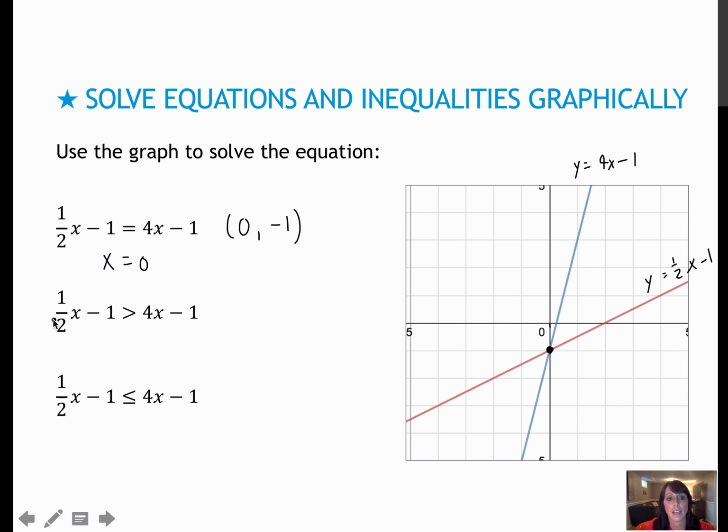Where is the red line greater than blue? So the red line is greater than blue from negative infinity up to 0. So I would say x is less than 0 would be my solution. And where is red less than blue? That would be from 0 on to infinity. So x is greater than or equal to 0. Those would be my solutions.